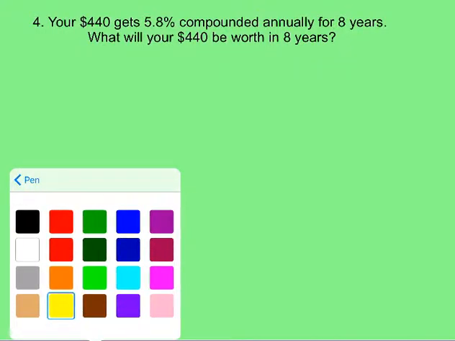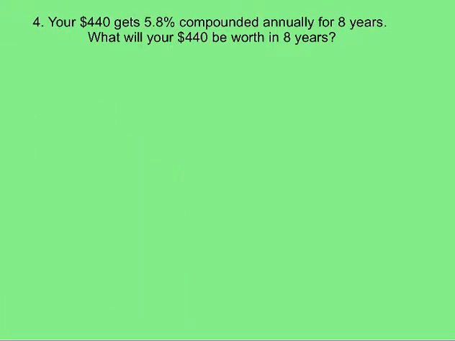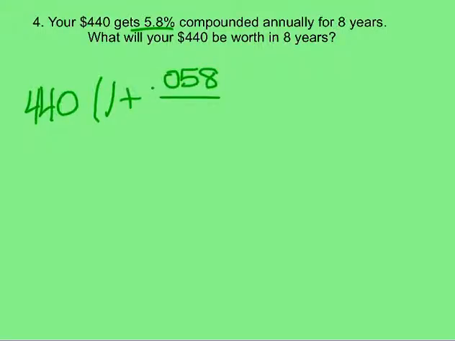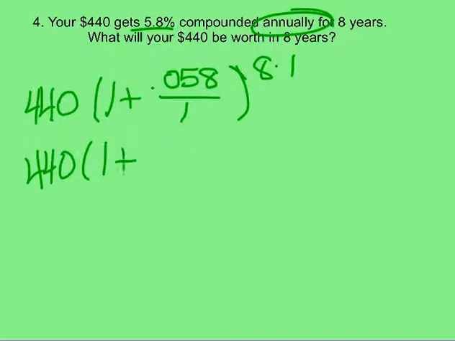So let's go ahead and take a look at this one. So we're starting off and we get $440. Okay, 5.8%. So I'm going to go ahead and plug that in, and that's going to be 0.058 compounded annually, which means it's only going to be compounded 1 time per year. So then what we're going to do is 8 times 1. So I'm just going to rewrite this out for a second. So I have 440 times 1 plus 0.058 to the 8th power.